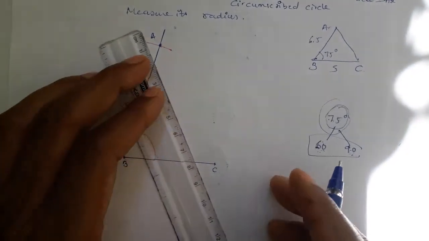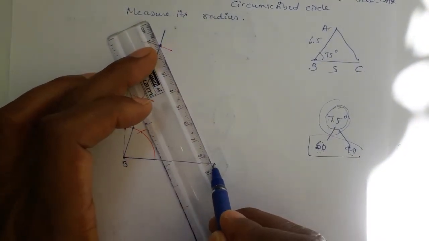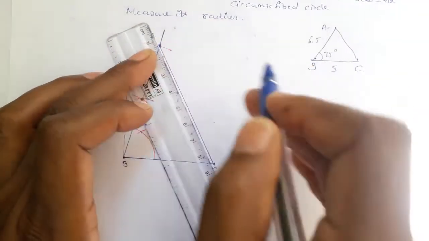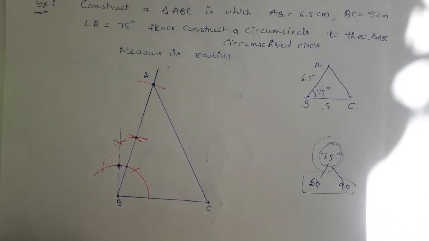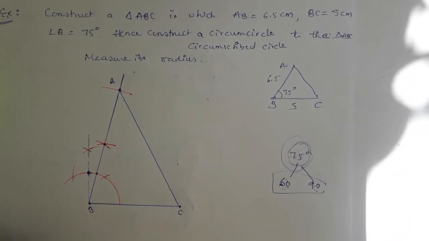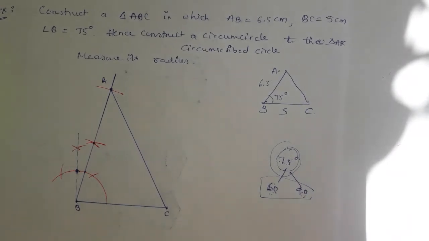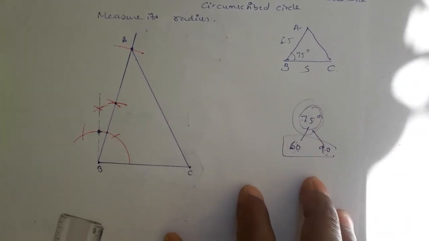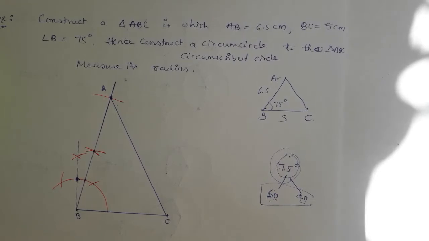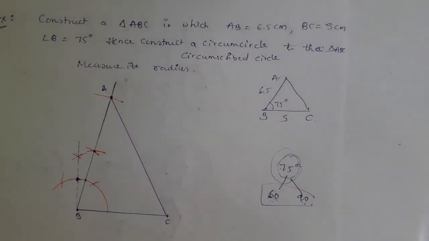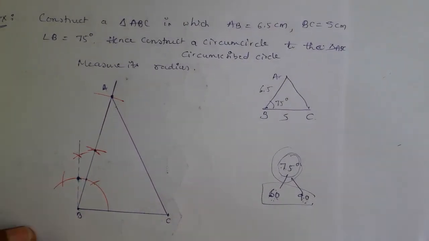Now join that A to C, such that your construction of the triangle finishes. Only construction of the triangle finishes till there. Now we have to construct the circumcircle. So how to construct the circumcircle now?